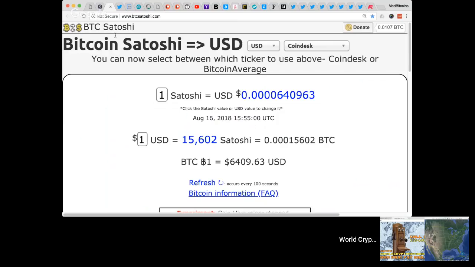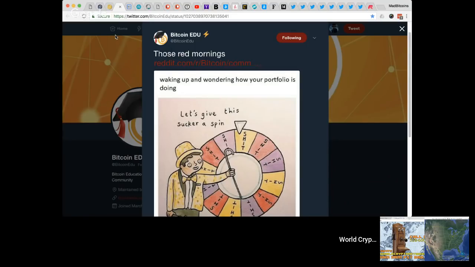221. That's $1 for 15,602 Satoshis. Let's spin the big wheel.